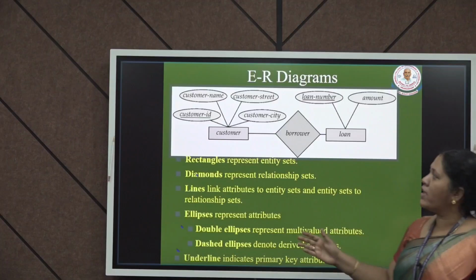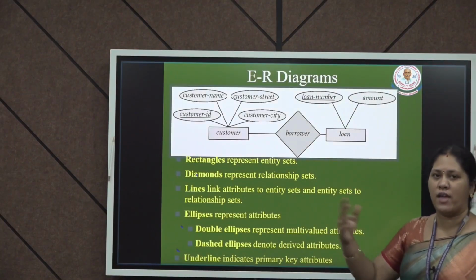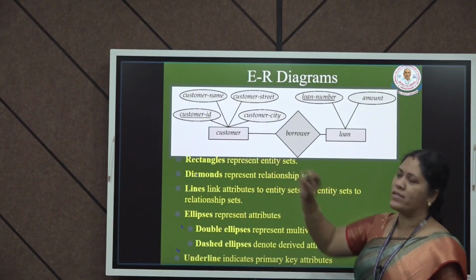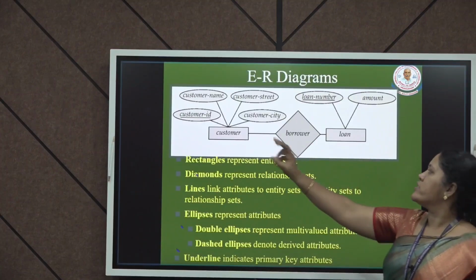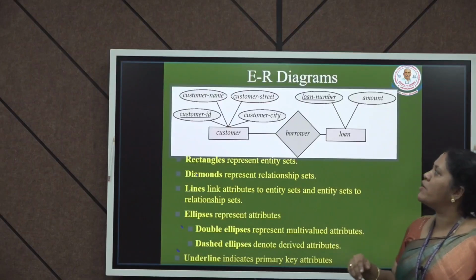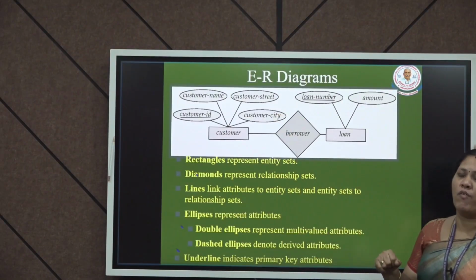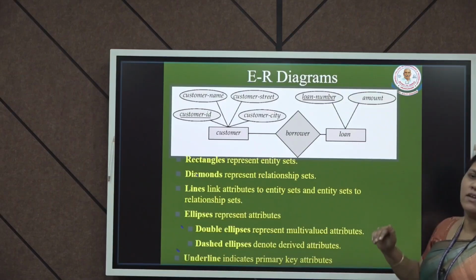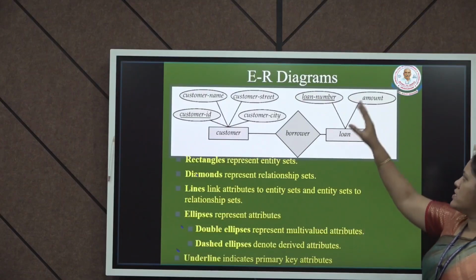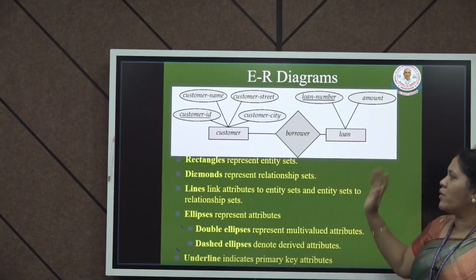Okay, so ER diagram. An ER diagram defines the entities, their attributes and their relationships. First, a rectangle represents the entity sets. For example, in this diagram, customer is an entity and loan is an entity. The customer is defined by customer ID, customer name, customer street and customer city. These are the attributes of the customer. Next, the loan is an entity. It has the attributes loan number and amount. These two things define the entity, and these are called attributes. The customer and loan are associated by a borrower.